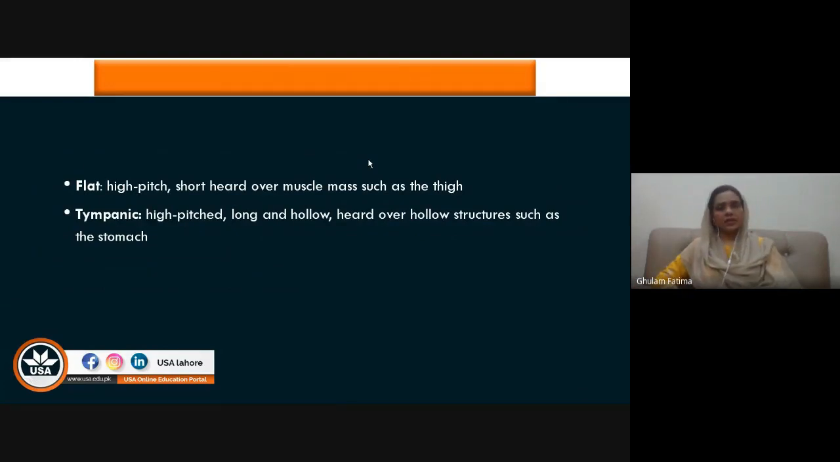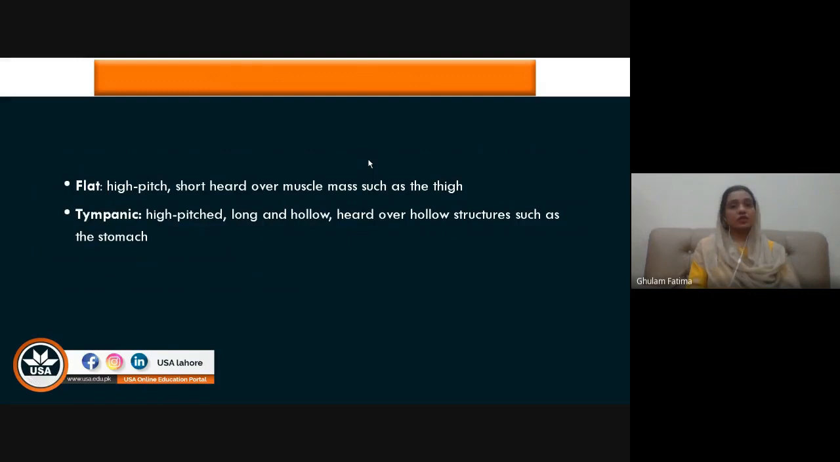Then there is another percussion note called flat. This is very high pitch and short. It is heard over muscle mass such as the thigh. If you percuss your thigh, it doesn't have any depth. It's a high pitch, but it is very short. This is called flat because it is truly flat.